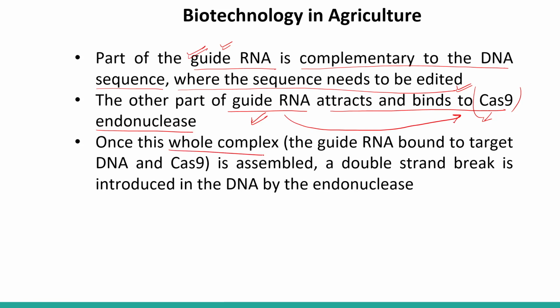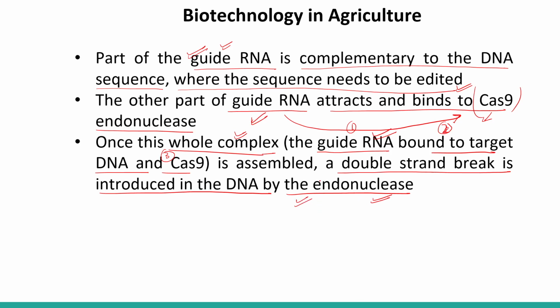Once this whole complex is formed, which complex? Three things: first, the guide RNA; second, the target DNA; and third, the Cas9 protein. When they get assembled, they form a complex. A double strand break is introduced in the DNA by the endonuclease. So there is a cut in the target DNA because there is an endonuclease enzyme.